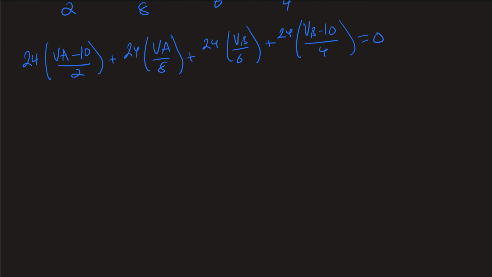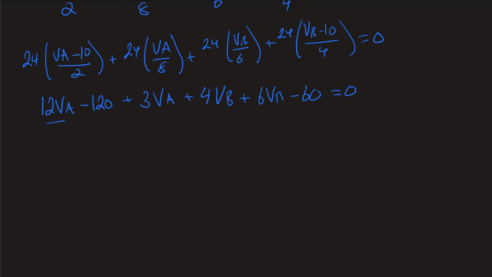Alright, now we just need to multiply it out. 24 divided by 2 is 12, so that's 12 VA minus 120, plus 24 divided by 8 is 3, so plus 3 VA. 24 divided by 6 is 4, so plus 4 VB, plus 24 divided by 4 is 6, so plus 6 VB minus 60, equals 0.